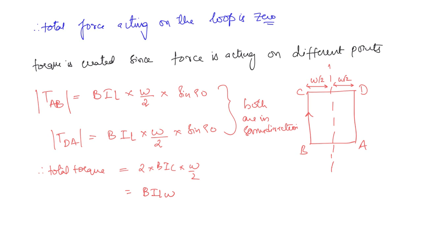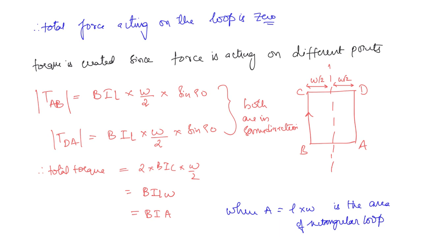Now what is L into W? L is the length, W is the width. This is nothing but the area. Okay. So this is equal to BIA, where A is equal to L into W is the area of the loop, of the rectangular current carrying loop.